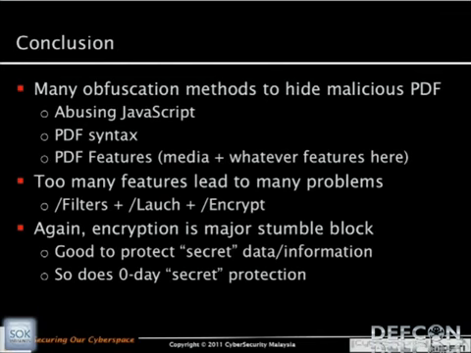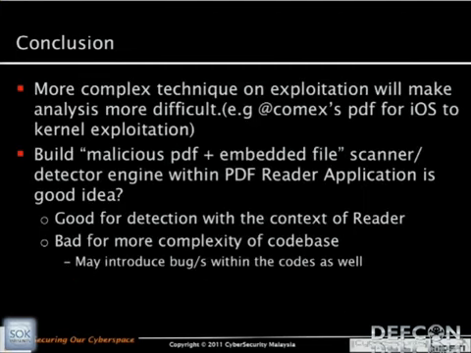And you also have /Encrypt, which I just showed in a demo. And again, encryption is a major stumbling block. It is good to protect your secret data, and so it is for zero-day protection as well. You can protect a 0-day within this encrypt function. More complex exploitation techniques will make analysis more difficult, I think. For example, the Comex PDF from iOS leads to kernel exploitation. Of course, there is a kernel bug as well in this, right?